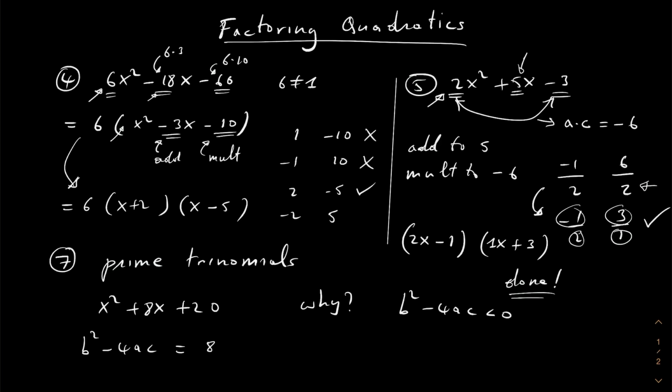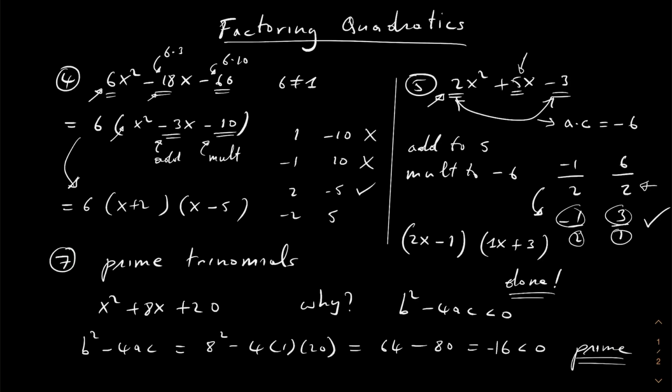And so if I just checked it very quickly here, b squared minus 4ac is going to be 8 squared minus 4 times 1 times 20. That's going to be 64 minus 80. That's going to be 16 negative. And so that's going to be prime because this quantity is negative, right?